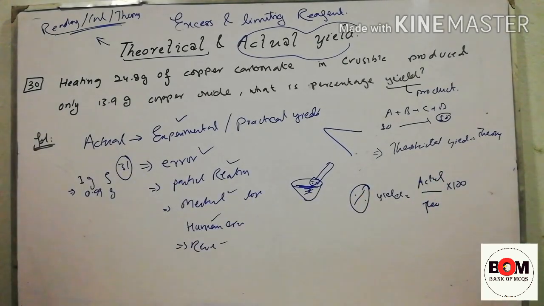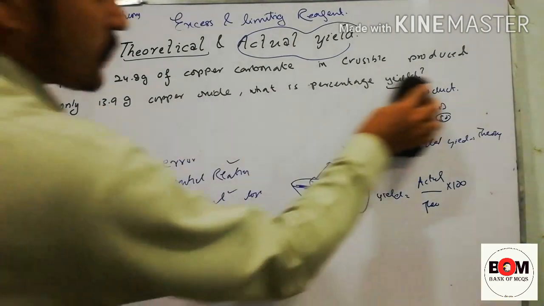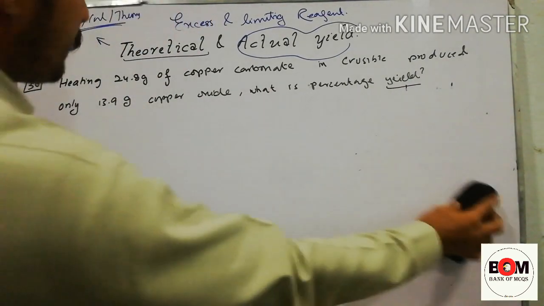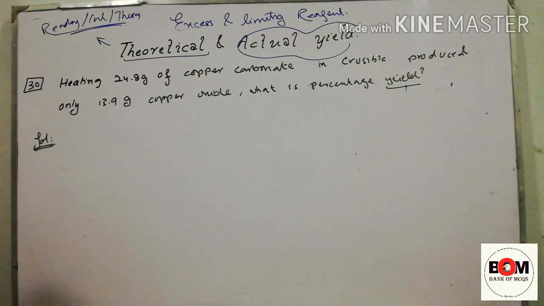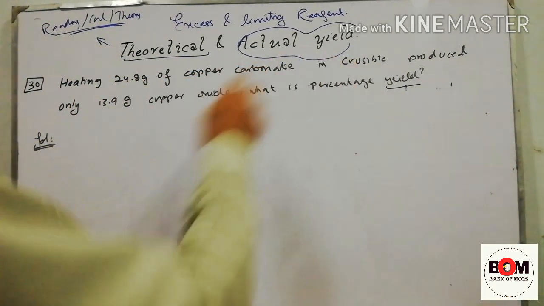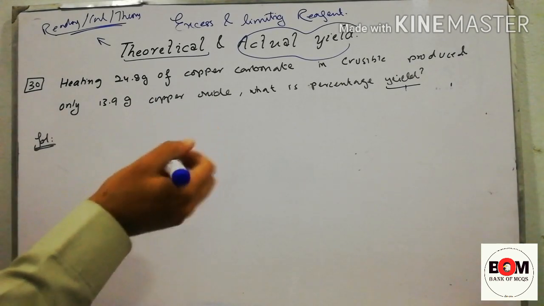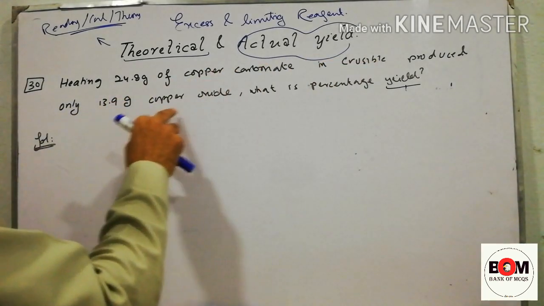Now coming back to the question. They have given that heating 24.8 gram of copper carbonate in a crucible produces only 2 gram of oxide.